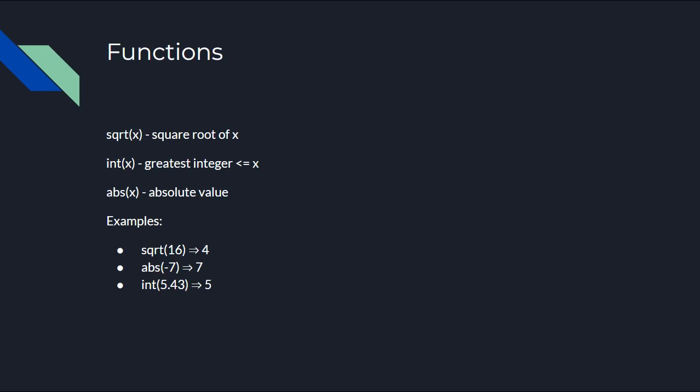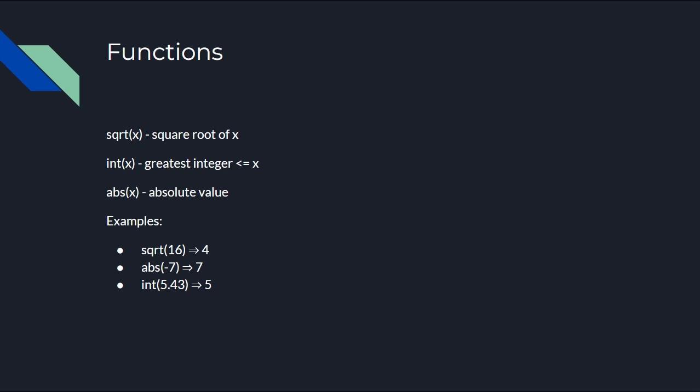The next are a few specific functions that may come up in this topic. The first one is the square root function, which provides the square root of the inputted number. There's the int function, which provides the greatest integer less than or equal to x. So this is very different from rounding. In the example, you can see int of 5.43 is just 5. Int of 5.9 would also be 5. Essentially what it does is it chops off the decimal places. It doesn't round to the nearest whole number. It just flat out removes all the decimal places.